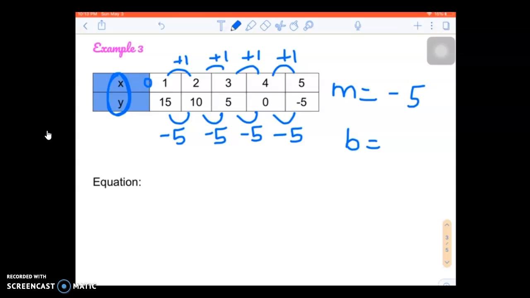So now I'm going backwards. From 1 to 0, I'm just taking away 1. So when I go backwards, instead of subtracting 5, I'm going to add 5. So I would get 20. So that makes my y-intercept 20. So I get negative 5x plus 20.